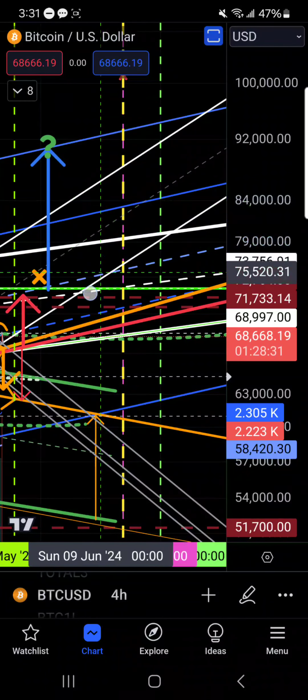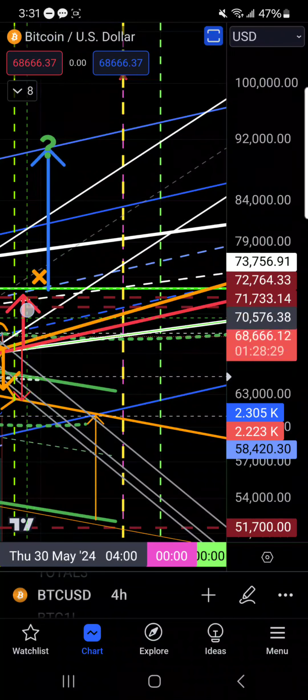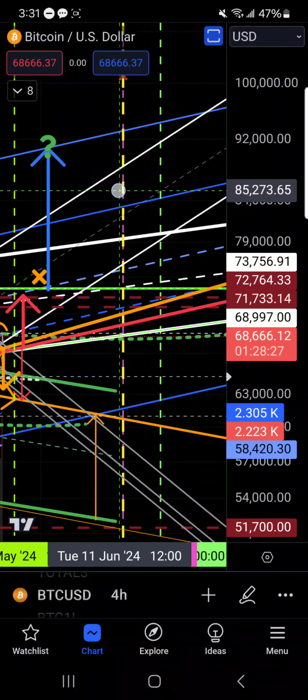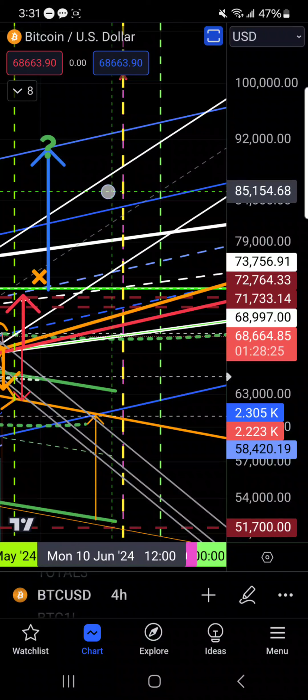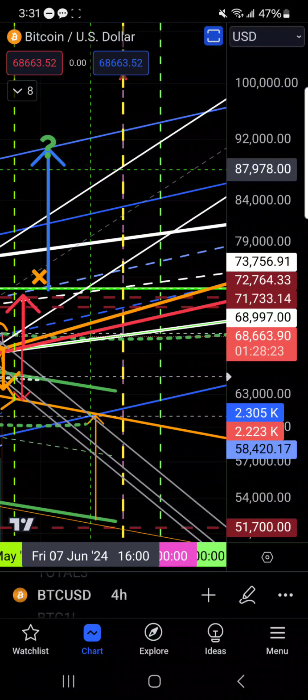That's what I want to see. I want to see where we build up structure, because wherever we build up structure before the parabolic rally is probably where we're going to see a pullback too, when we have a pullback after a significant pump to the upside.